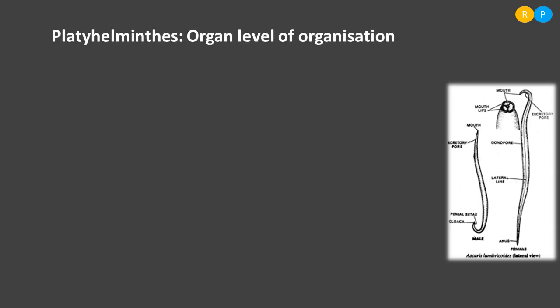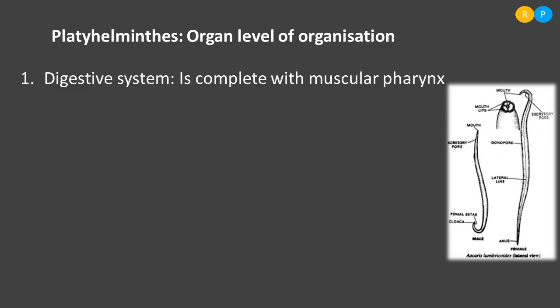If you come to the organ system level of organization, one of the first systems is the digestive system. The kind of digestive system we have here is a complete digestive system. When we call the digestive system complete, it consists of two openings. One is the mouth and the other is the anus. You can observe those two parts in the diagram. The mouth is present towards the anterior region and the anus towards the posterior region.